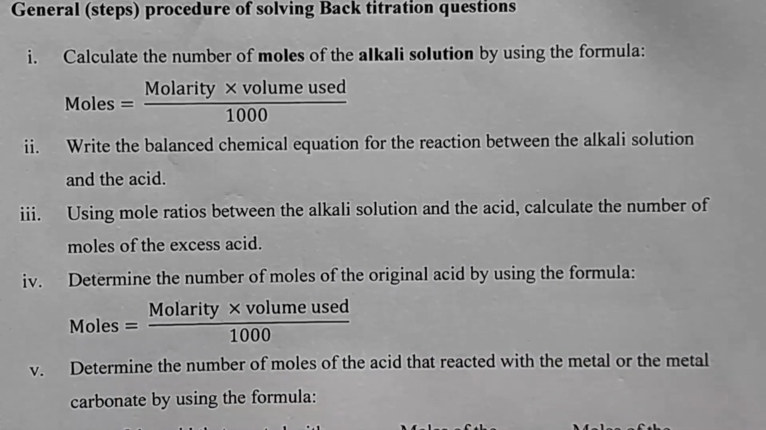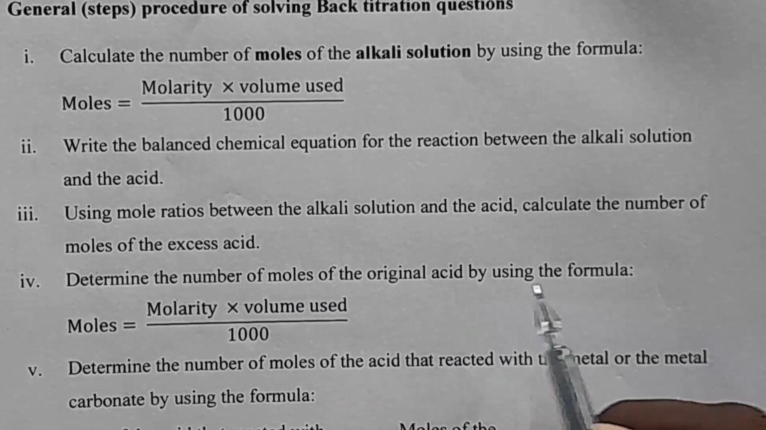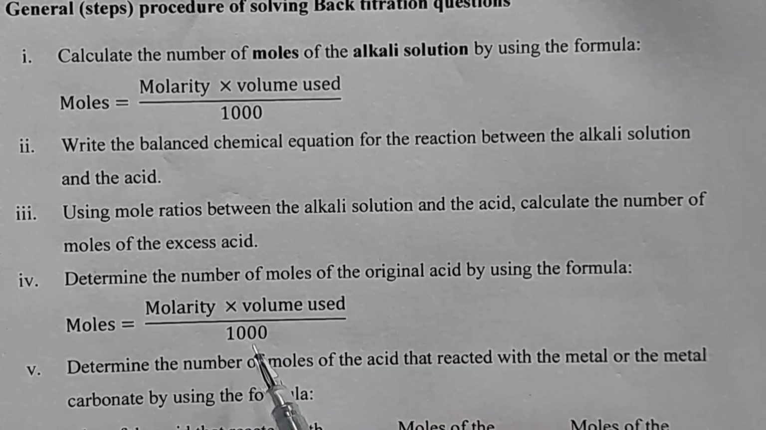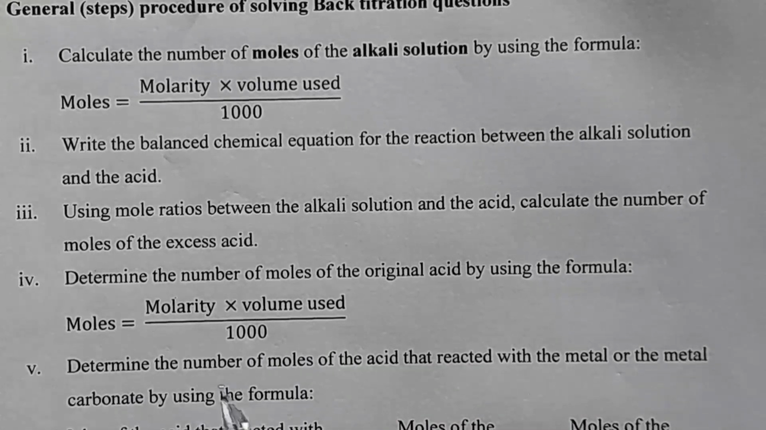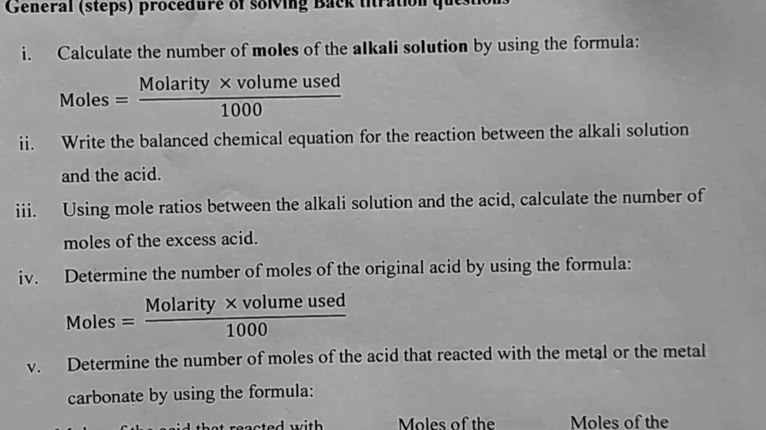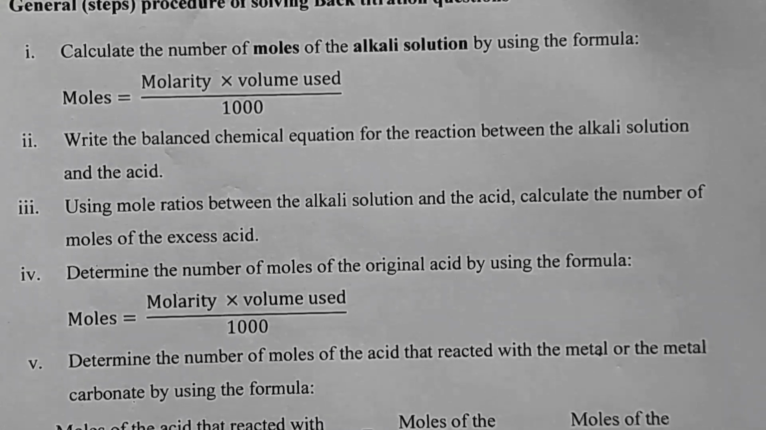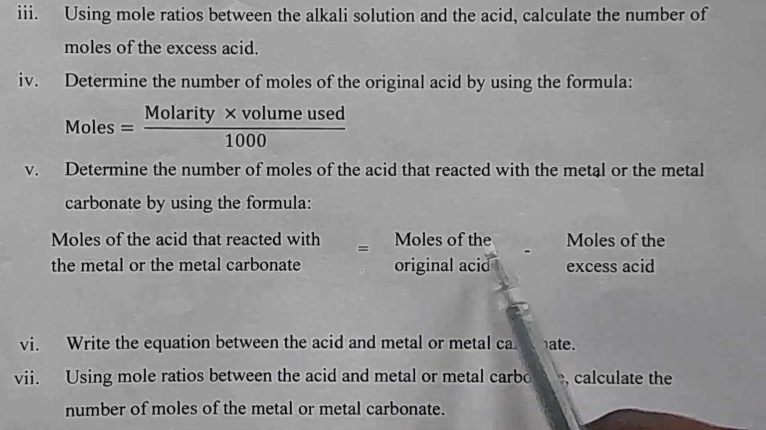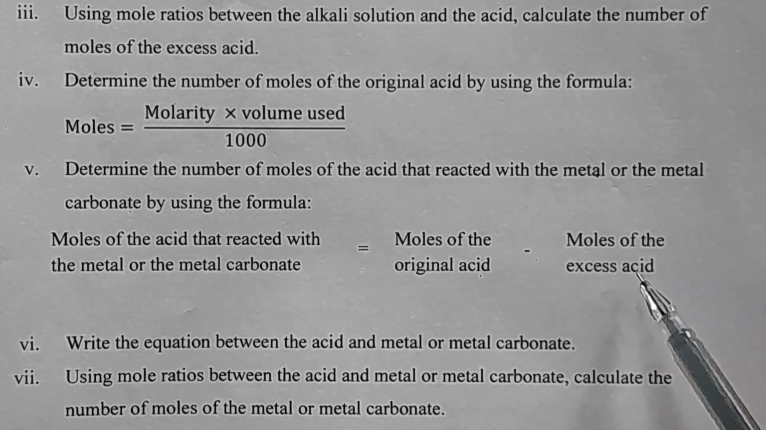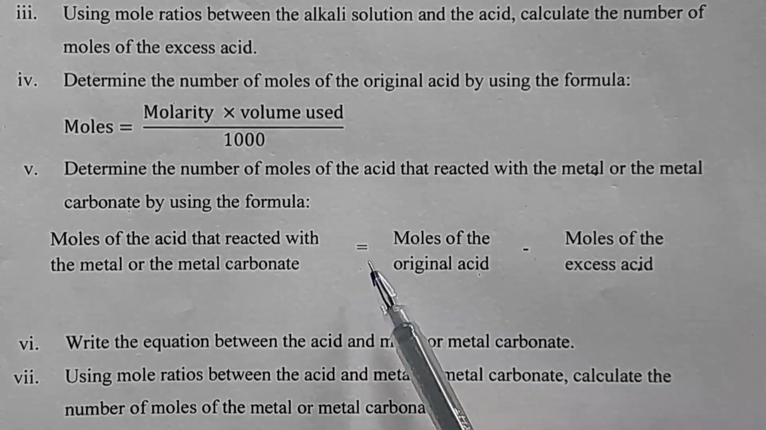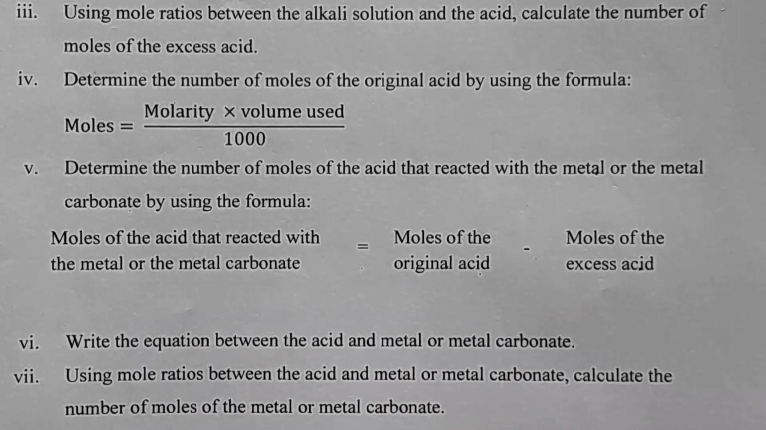From here, step 4, we are told to determine the number of moles of the original acid by using the formula moles is equal to molarity times volume used over 1000. Then step 5, we are told to determine the number of moles of the acid that reacted with the metal or the metal carbonate by using the formula: moles of the acid that reacted with the metal or the carbonate is equal to moles of the original acid minus moles of the excess acid. So if you subtract these two moles, you are going to get the number of moles of the acid that reacted with the metal, if you are given a metal, or metal carbonate.